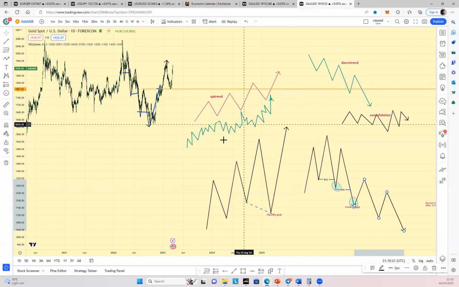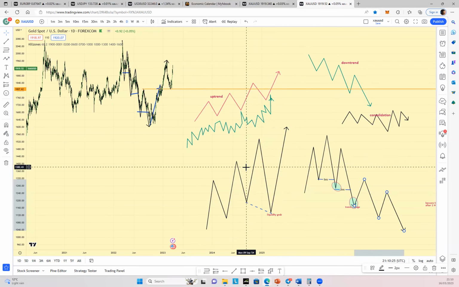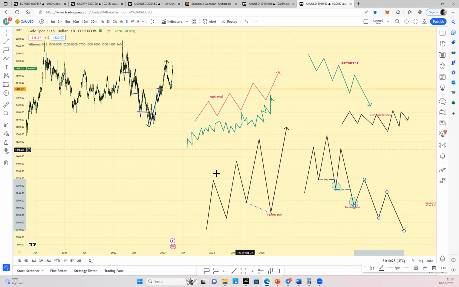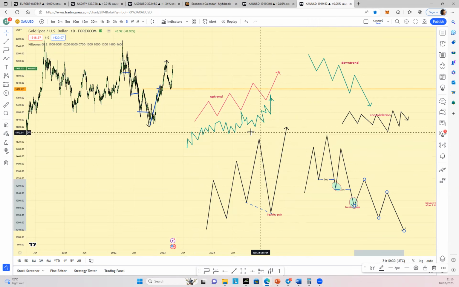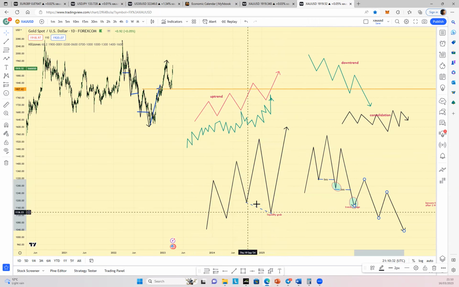Sam, should we talk about this type of pattern, this one that you see here, right now or later?